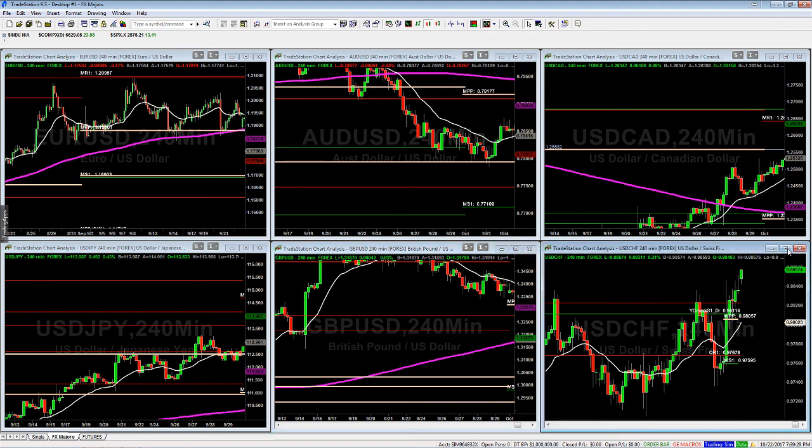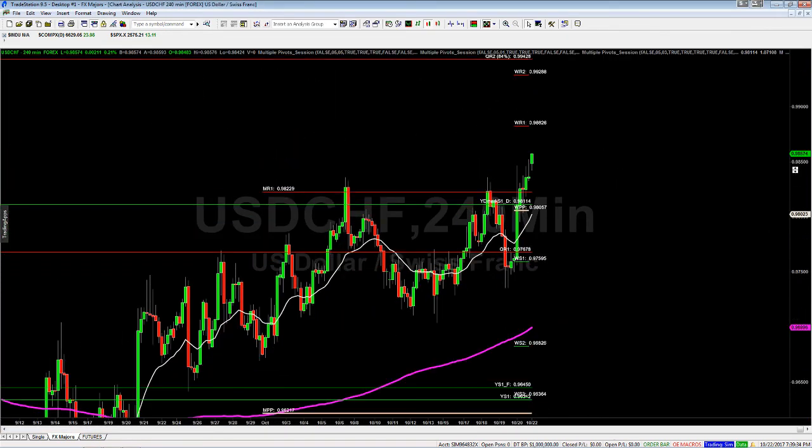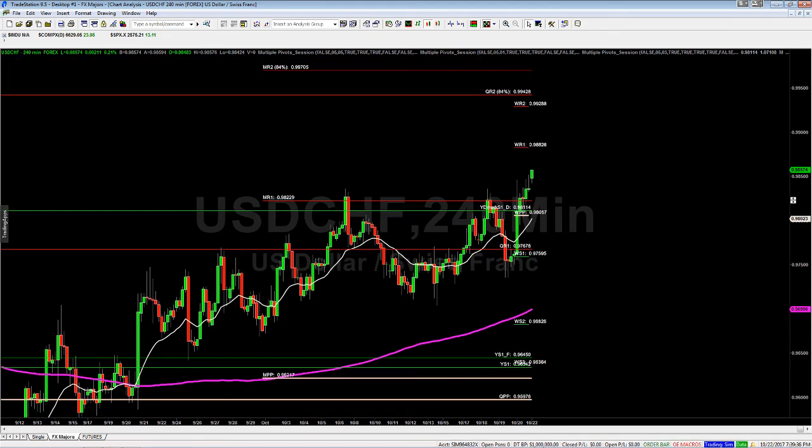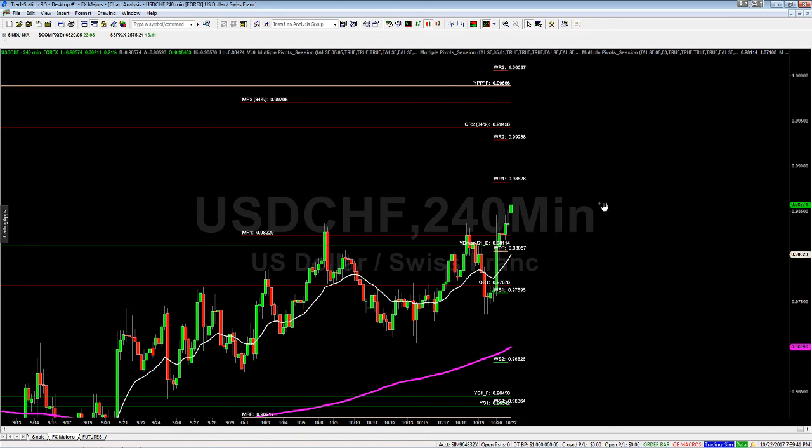And dollar Swiss. Such a love-hate relationship with the dollar Swiss. Okay, price is still heading higher based off the 200 period moving average. Price is above the weekly pivot. Price is headed higher. It's above the monthly resistance level. It's approaching the weekly R1.